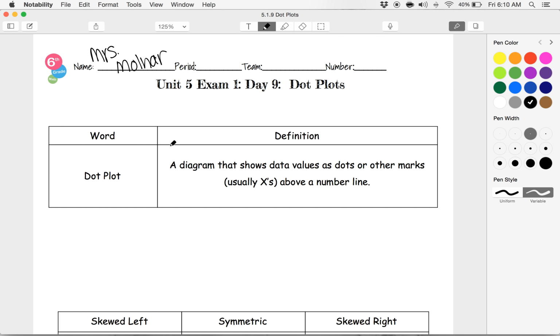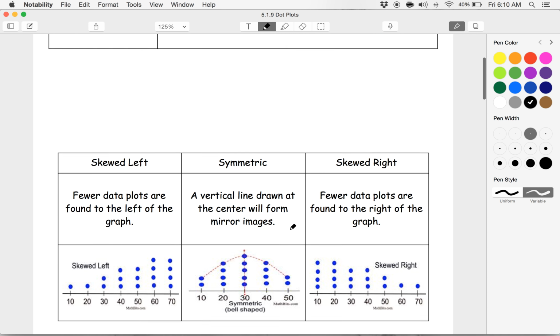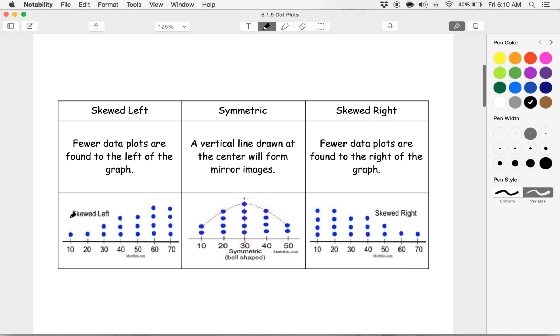So, a dot plot is a diagram that shows data values as dots or other marks, they're usually going to be X's, above a number line. So, we've got some pictures down here. We have these three pictures, and these are all examples of dot plots. Now, depending on the shape that the dots make, we call them three different things.